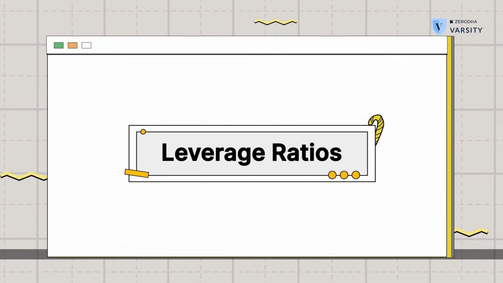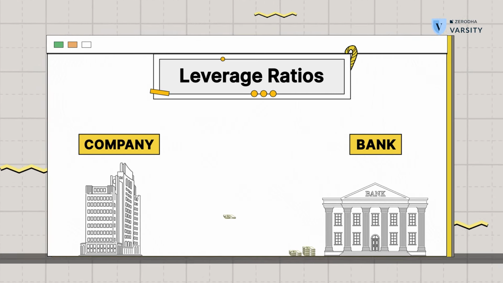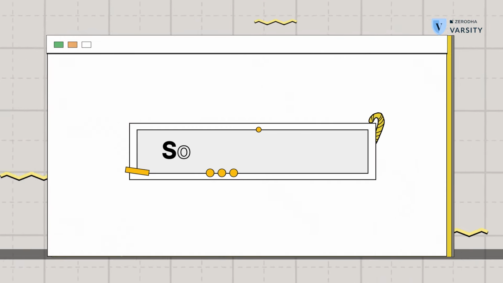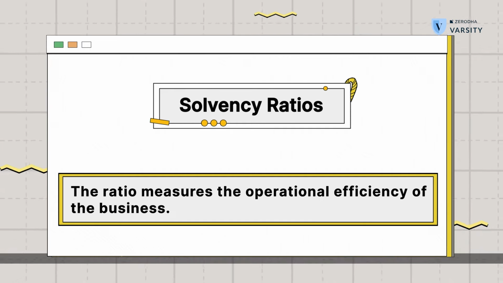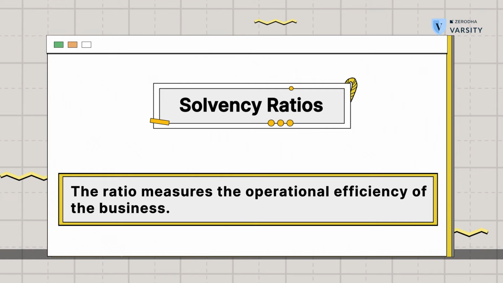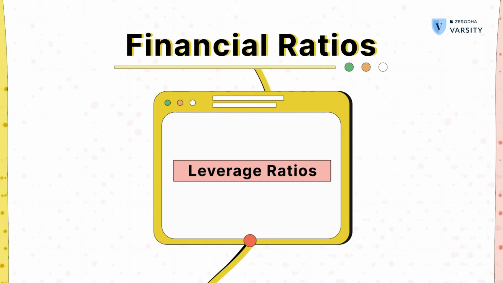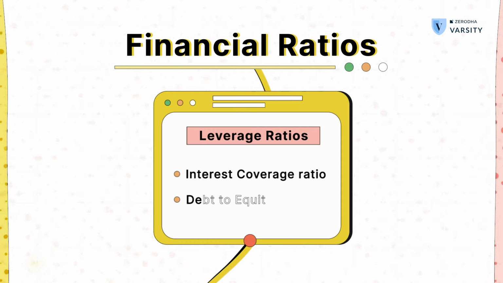Leverage, in the context of the balance sheet, refers to the debt the company has taken to run its operations. Leverage ratios are also called solvency ratios, and these ratios help us understand how well the business can sustain its day-to-day operations, considering the debt they have on the books. Some of the popular leverage ratios are the interest coverage ratio and the debt to equity ratio.